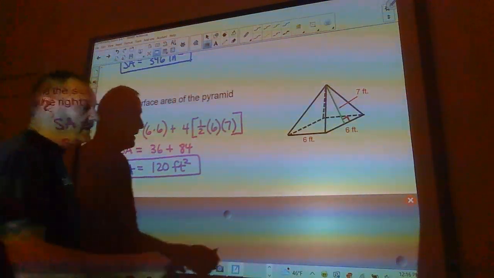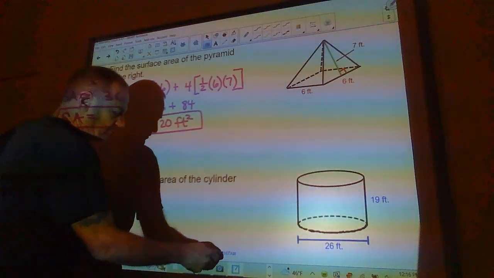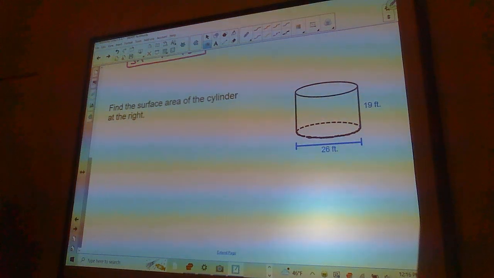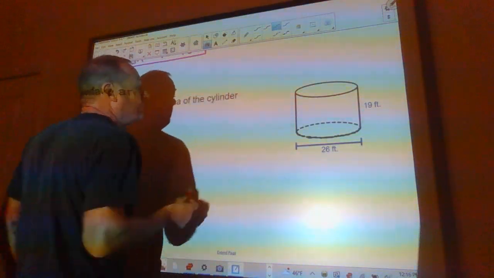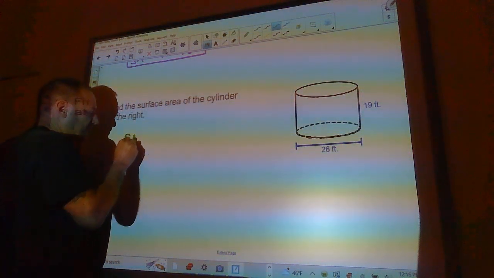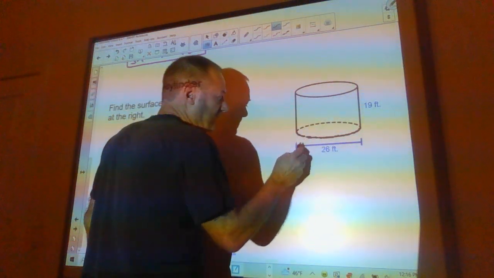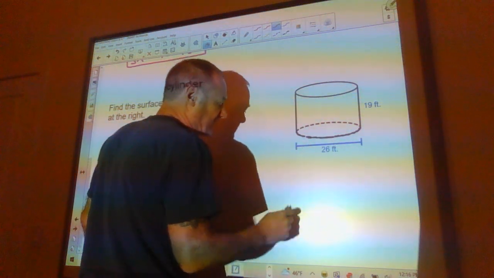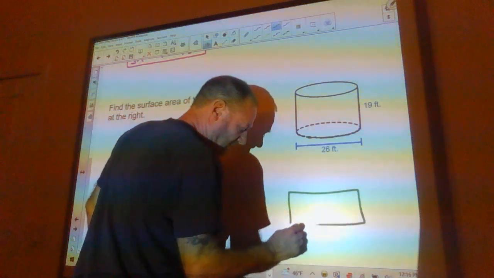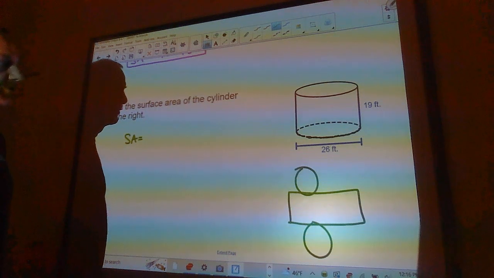All right, what do we have down here? We have a cylinder. A cylinder works just like a prism. It's not a prism, but it works just like one. Here's the way you can do the surface area of a cylinder. You can take a pair of scissors and cut around the base, cut around the other base, and then cut up the side. You can lay this thing out flat and it becomes a rectangle with two circles.